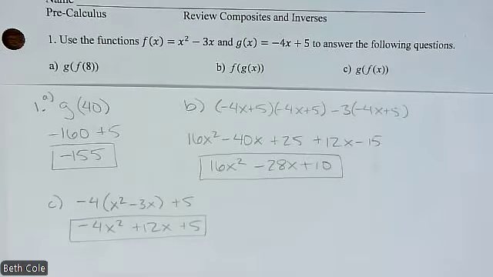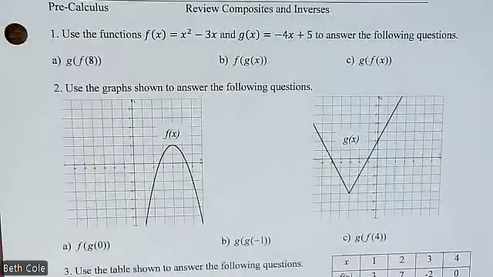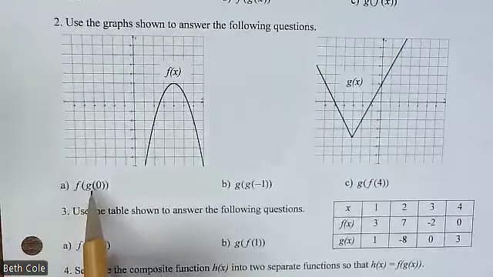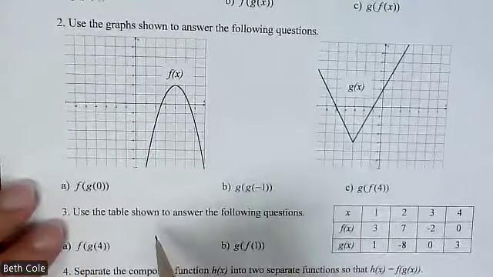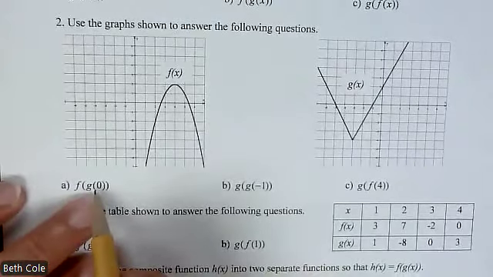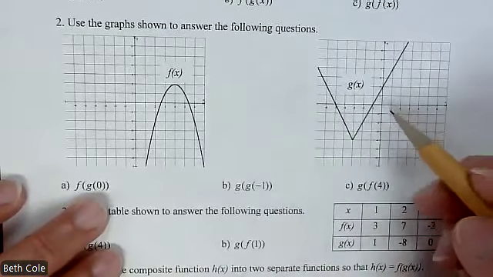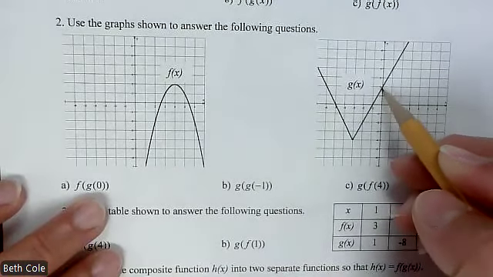All right, so onto our graphs. You have to start with the inside one. So looking at A here, which one's the inside? G. Can you watch me point to this? Because I'm going to have a better explanation than, hey, look, it's reading a graph. So you're going to do G of 0. You find 0 on the x-axis. What is that output number?